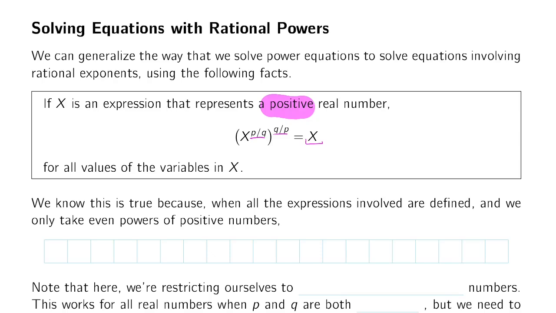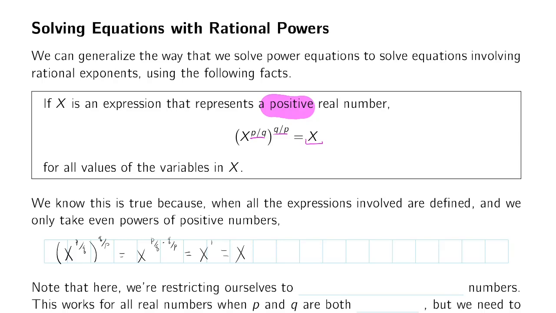And that's true, that's an equivalence. That's true no matter what any variables in x represent. We know that that's true because if all of the powers and roots are defined, and whenever we take an even power and then an even root, we're just dealing with a positive number, x to the p over q raised to the power q over p is x to the power p over q times q over p. But when we multiply a fraction by its reciprocal, we just get 1, so we just get x back.